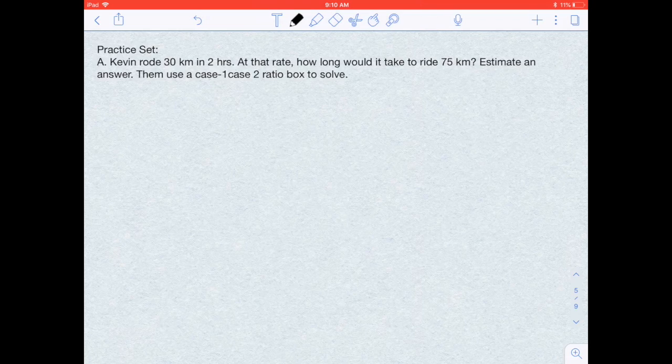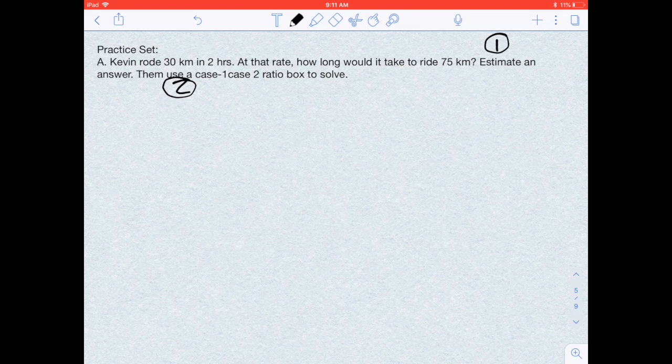All right, I hope you did your practice set, and now we're going to check your answers. So Kevin rode 30 kilometers in 2 hours. At that rate, how long would it take him to ride 75 kilometers? Estimate the answer, then use a case 1, case 2 ratio box to solve. Okay, so first I have 2 things to do. Estimate and then use the box.